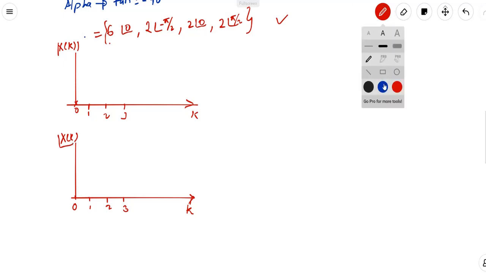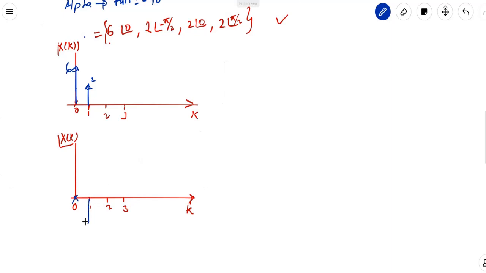So at k equal to 0, what is the magnitude? The magnitude is 6. Somewhere here it is 6. And the angle is how much? It is 0, so I put a cross mark here. Then at k equal to 1, the magnitude is 2. You can mark 1, 2, 3, up to 6, and draw it neatly. The amplitude here is 2, and the angle is minus pi by 2. Minus means it will come down.